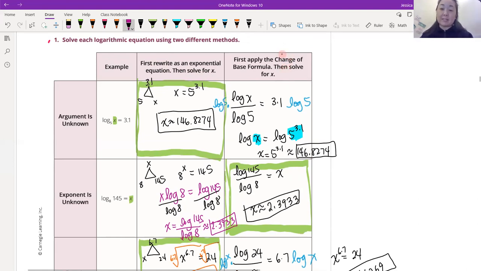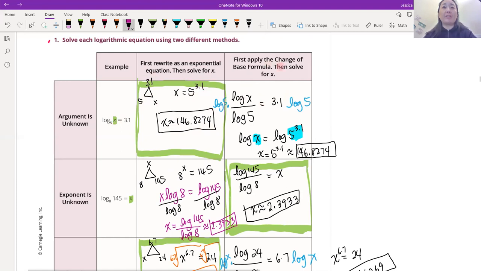Either way, we're solving for x. The end result should be the same. If it's not, we're in trouble, something does not work. If you notice right here, we just changed to exponentials, just like how we use the triangle of power. So x is equal to 5 to the 3.1, which you put in your calculator, and it gives you about this.